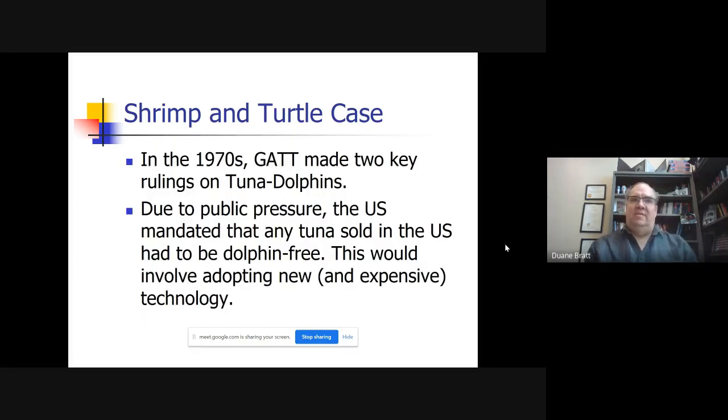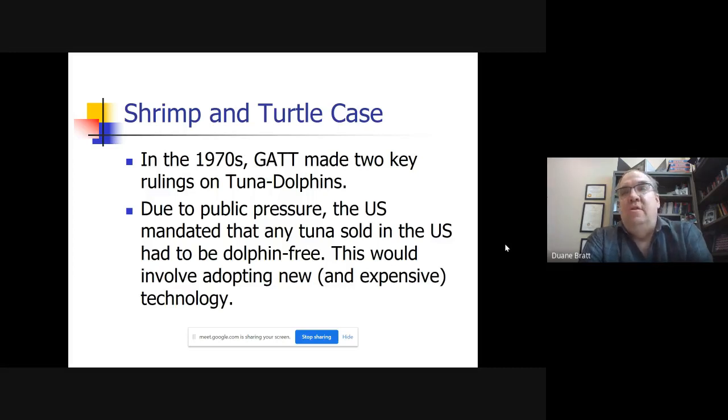Well, before we look at the specifics of the case, we need to look at a precedent case from about 20 years prior. In the 1970s, GATT, which was the predecessor of the WTO, made two key rulings on tuna and dolphins. You may remember the old StarKist commercials about tuna, where they branded itself as dolphin-free tuna. Well, there was a lot of public pressure in the United States in the 1970s to ensure that tuna were caught that didn't also get dolphins in the nets.